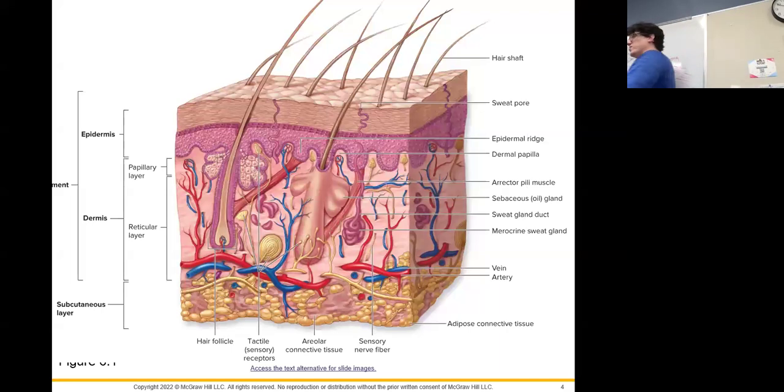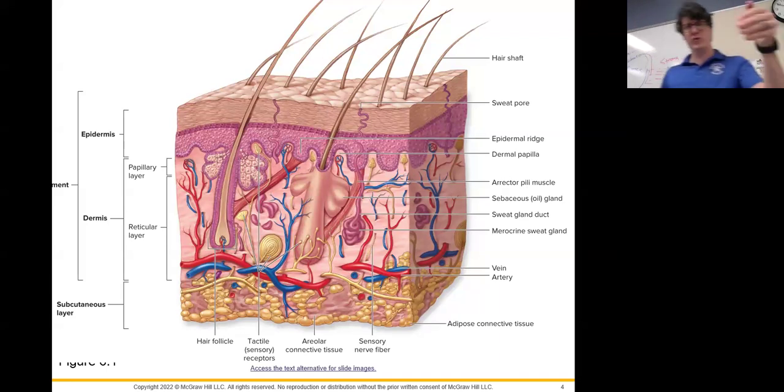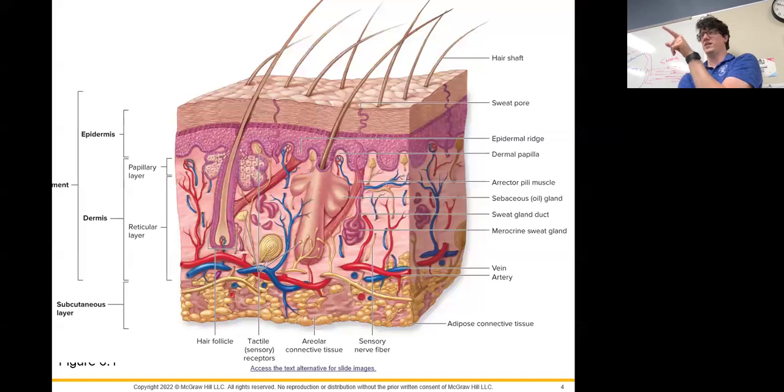Now, here is a question. Do you expect to see larger ridges or smaller ridges in our hands versus, say, our arms? Which of those do you think is going to have larger epidermal ridges? The skin on the palms of our hands or the skin on places like your forearms? Where do you think we're going to need more strength? Our hands. Why? Because we use them more. That's exactly right.